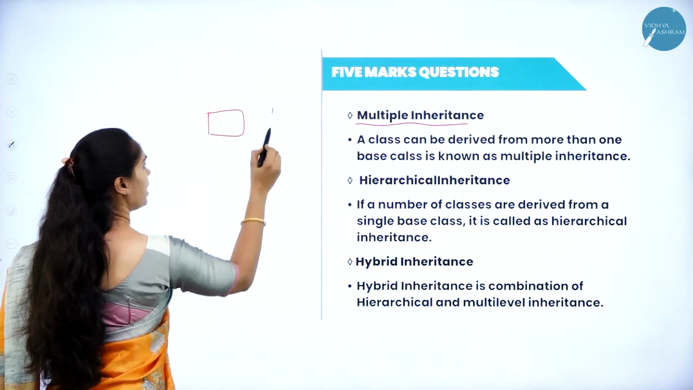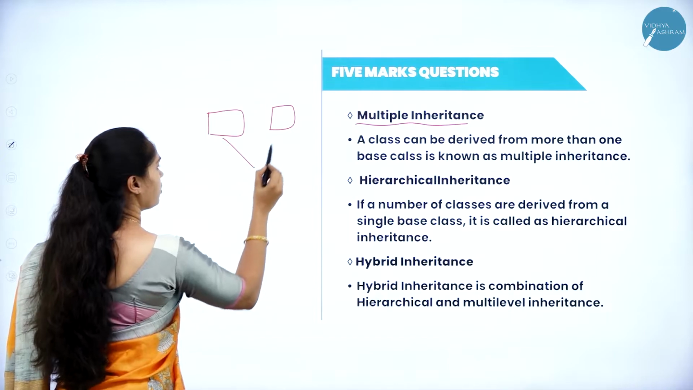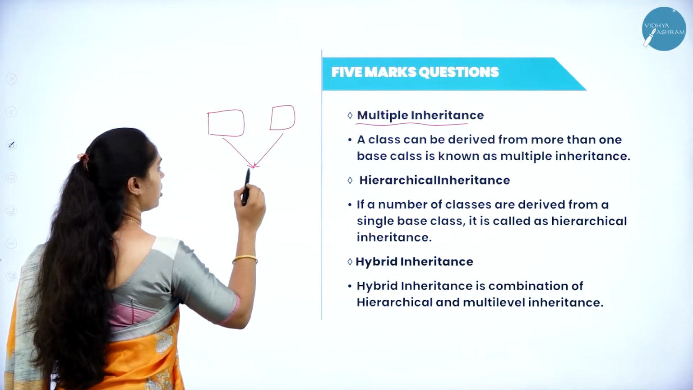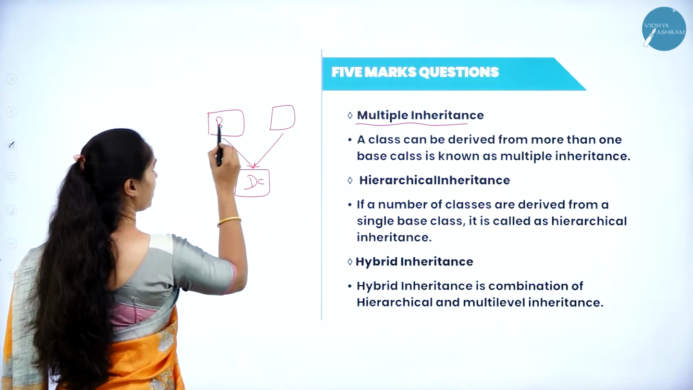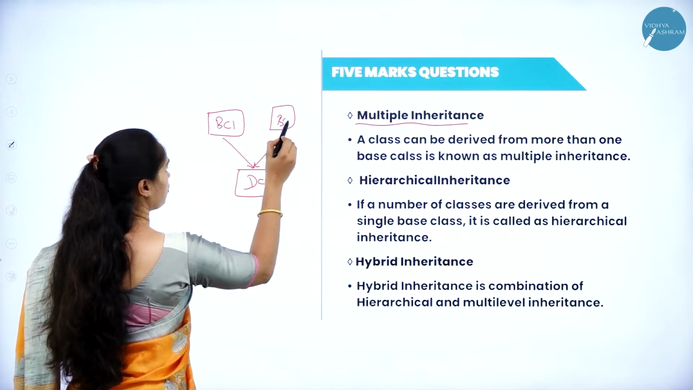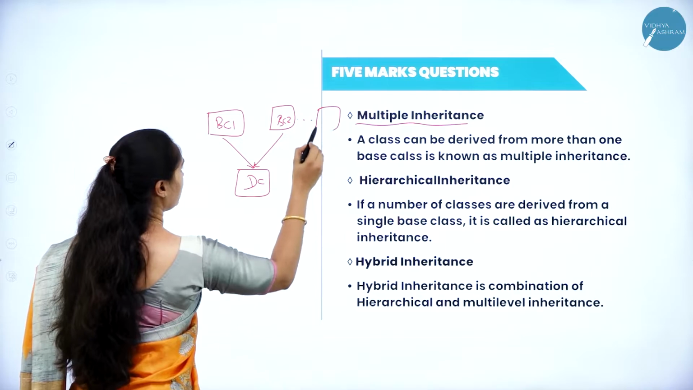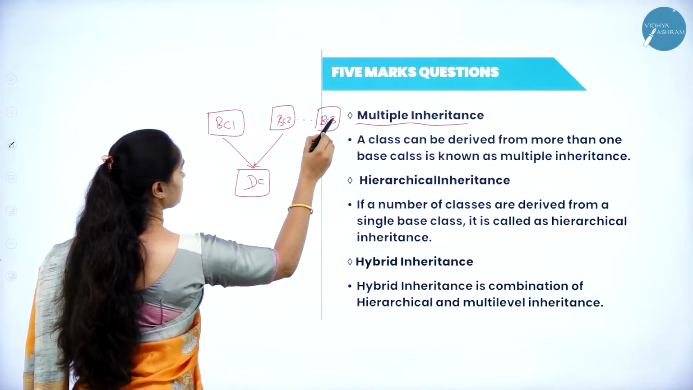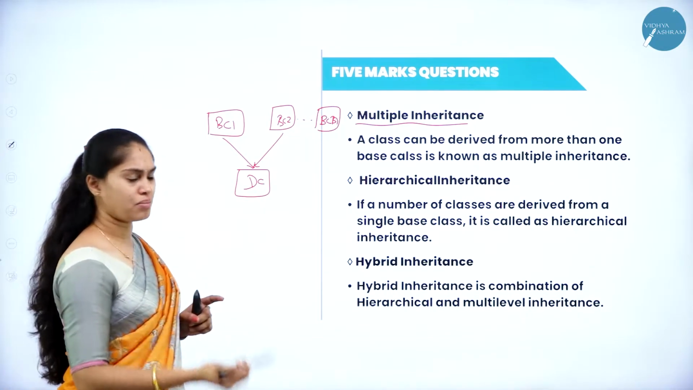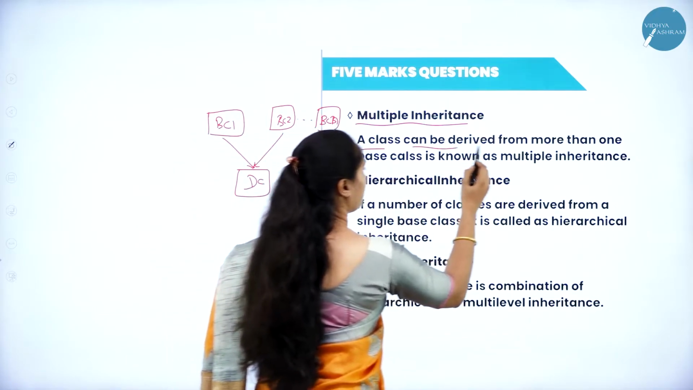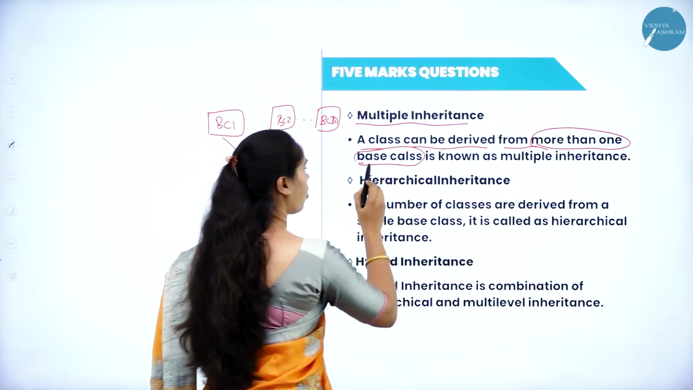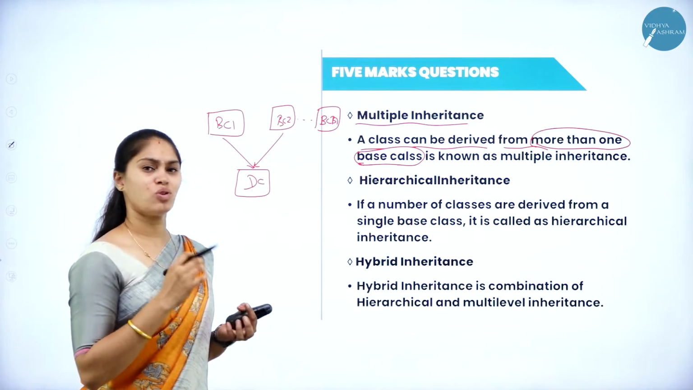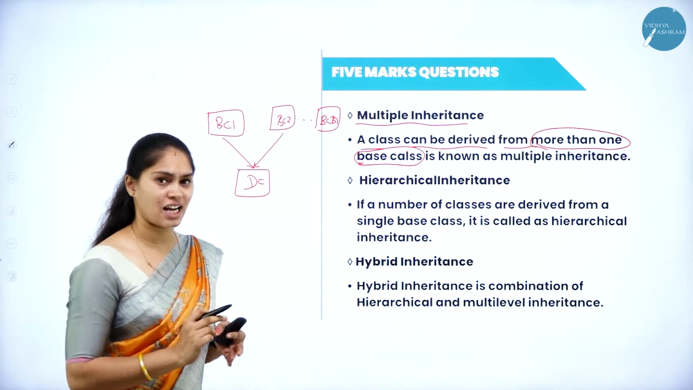There will be more than one base class that is going to be used, and only one derived class will be created. So the number of base classes will be more than one. Here, a class can be derived from more than one base class. Remember all these keywords.